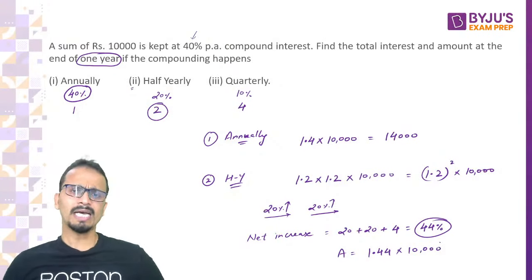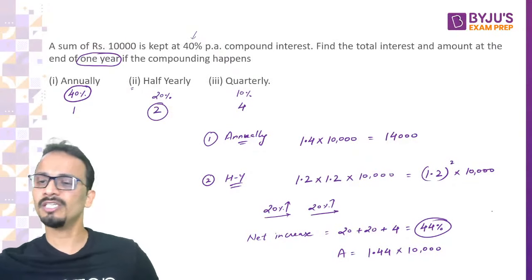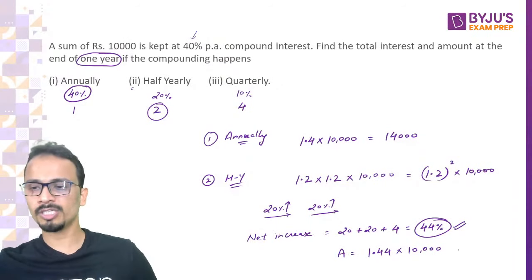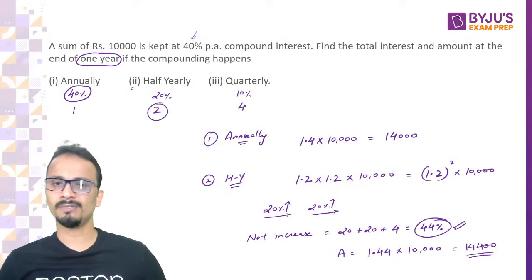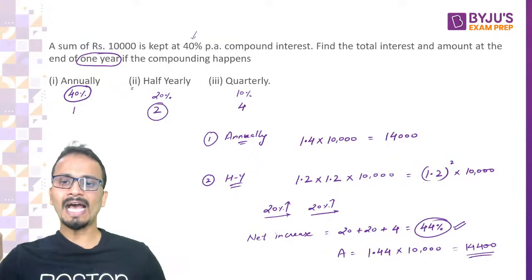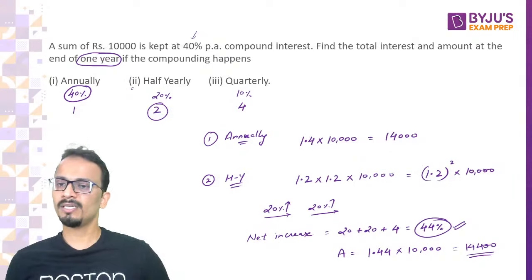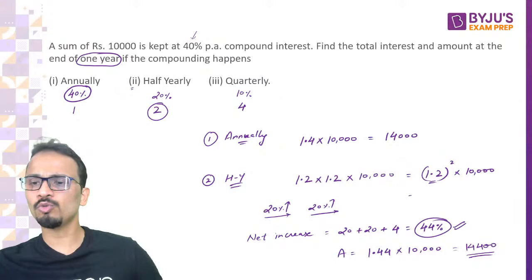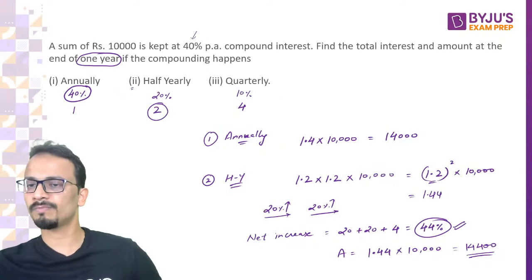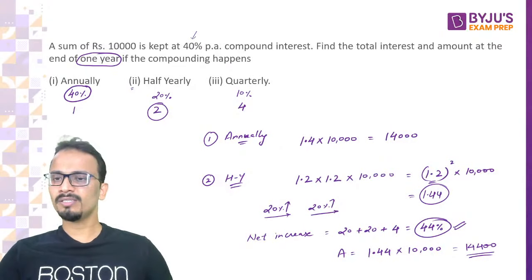In some cases, they may also ask you to find out the net percentage increase. So I can say that it will be 44% and the answer can be written as 14,400. 14,400 will be the final answer. So this is for annual and half year calculations. You have two different ways of doing that, and both will lead you to the same answer. 1.2 square, what is 1.2 square? It is nothing but 1.44. So this is one way of doing these calculations.